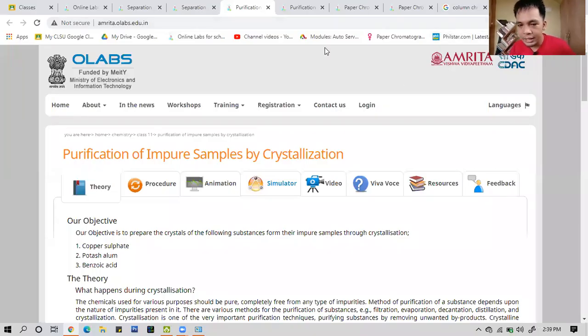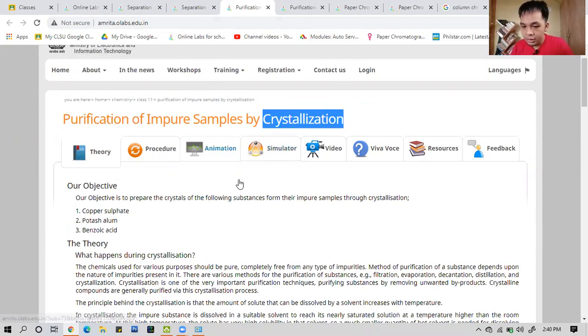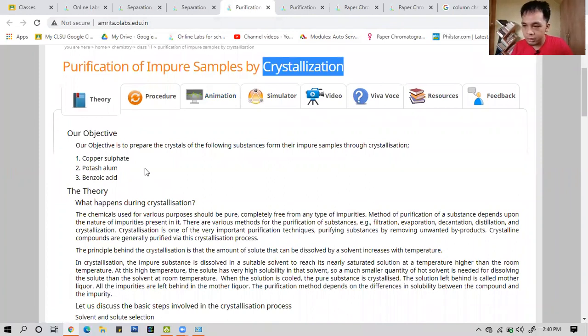Okay, next naman tayo guys is sa ating crystallization. Okay, dito naman sa ating crystallization, it involves a solid. Sa distillation natin, liquid. Dito naman is solid. So okay, ang experiment dito na kinandak ko sa simulation is yung copper sulfate.